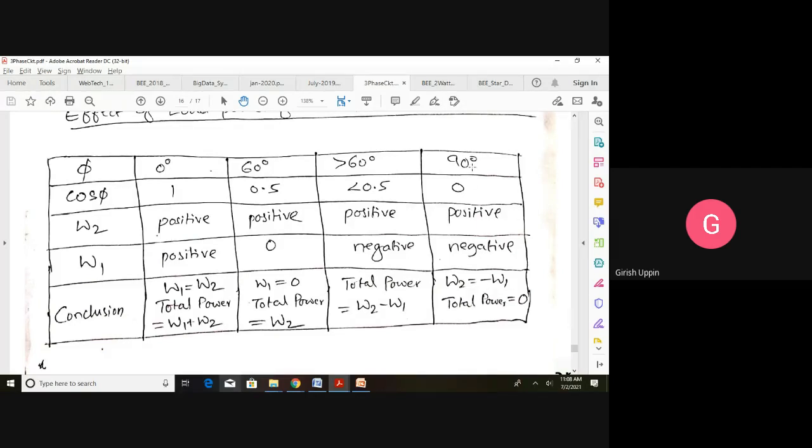And if it is 90 degree, either a pure capacitance or a pure inductance, cos of phi would be 0, and in this case W2 will read the positive value and W1 will read the negative value, so W2 is equal to minus W1. Both will read the same value but opposite. And you remember, if it is a pure capacitor or pure inductor, whether single phase or three phase, power consumed is 0, because the total power is W2 plus W1, and W2 is equal to minus W1, so it will become 0. Total power consumed is 0.